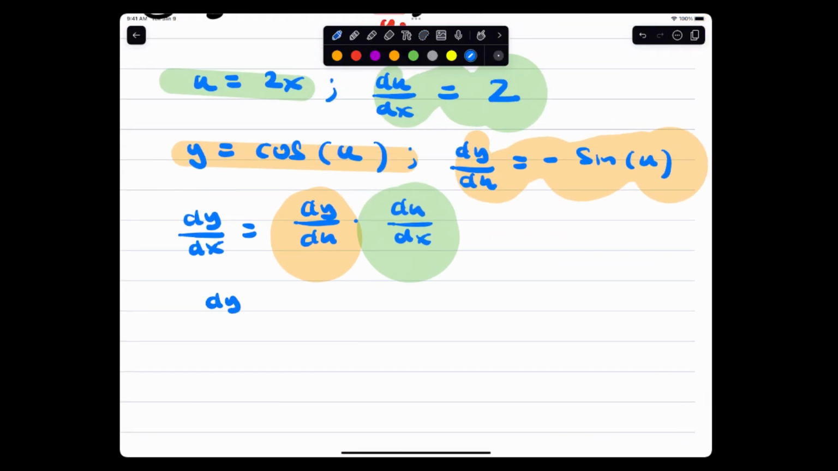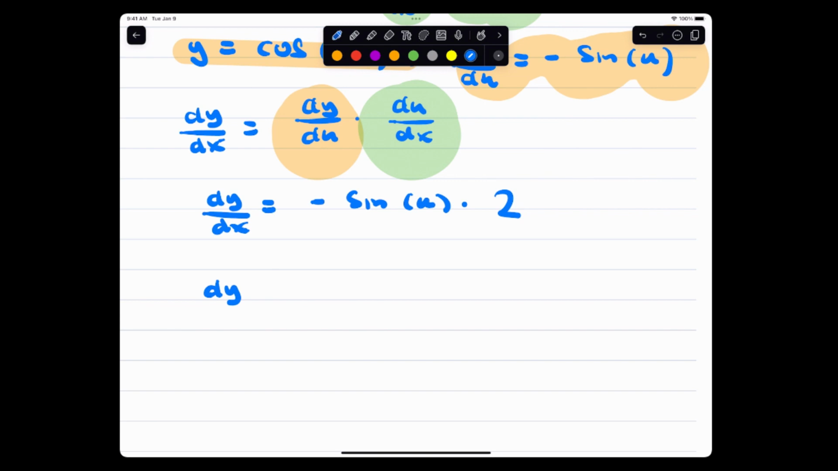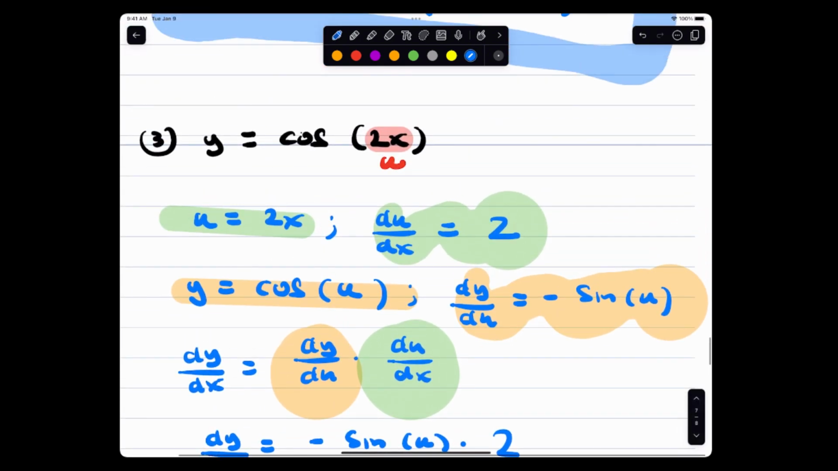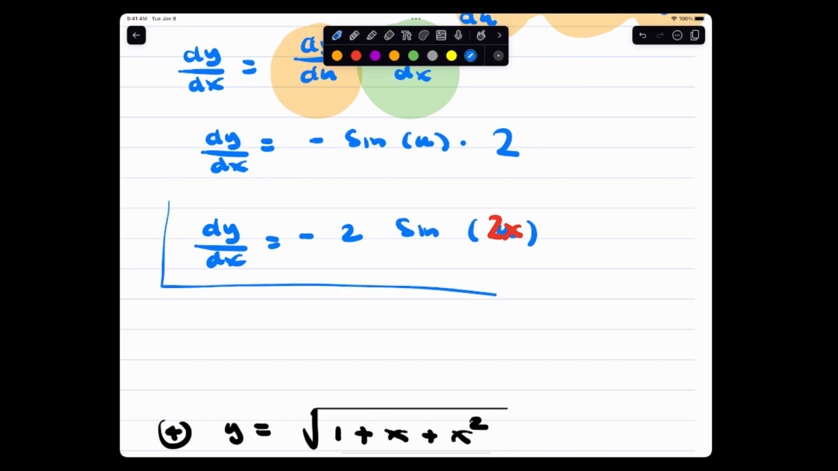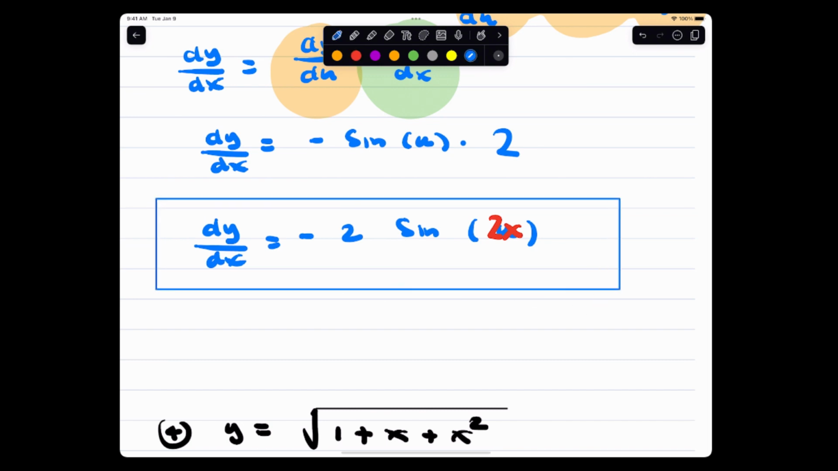Okay, so you're going to get what? dy dx. What's dy du? Minus what? Sine u. What's du dx? Times 2. Negative 2 sine of u. What was u to begin with? It's right here. It's what? 2x. Plug in that 2x there. And you are what? Done.